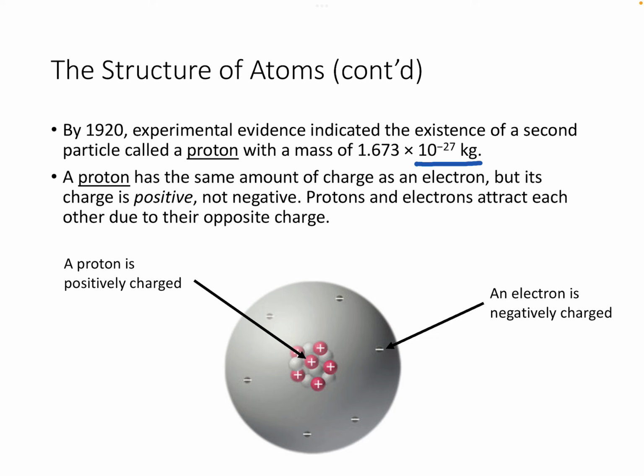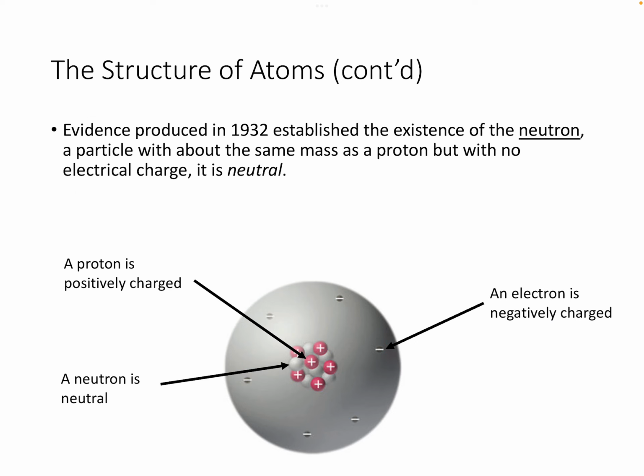So again, remember, electrons are negatively charged and are floating around the outer edge of the atom. And then protons are positively charged. And notice that they're in the middle of the atom. And we'll talk about how that was determined in a bit.